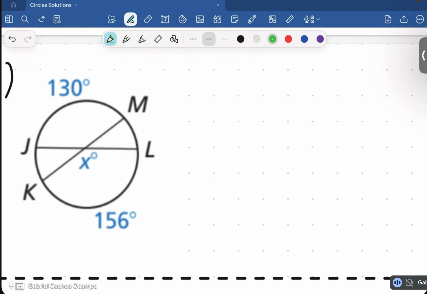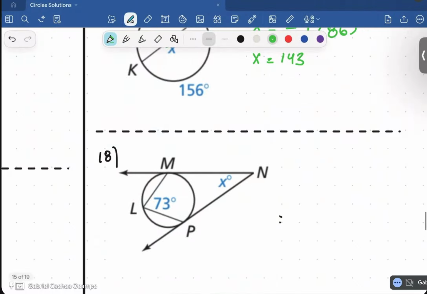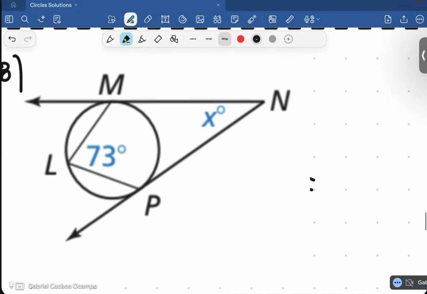Okay, so this angle is inside. Because it is inside, I am going to use the formula with a plus, no? So x equals 1/2 of the major arc, 156 plus 130, no? So 156 plus 130, that is 286. So 286 divided by 2, that is 143. Amazing. Okay, so this is a little bit more tricky. You can try it if you want to do it.